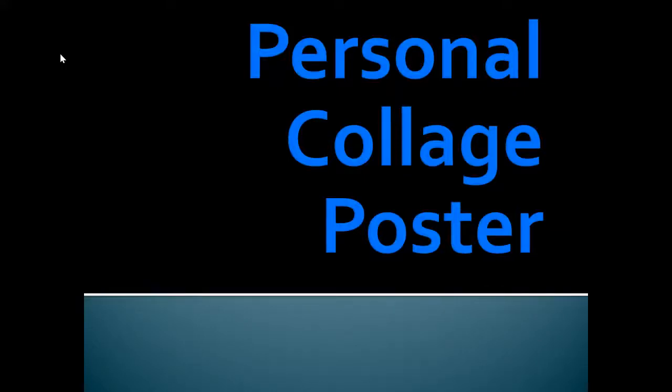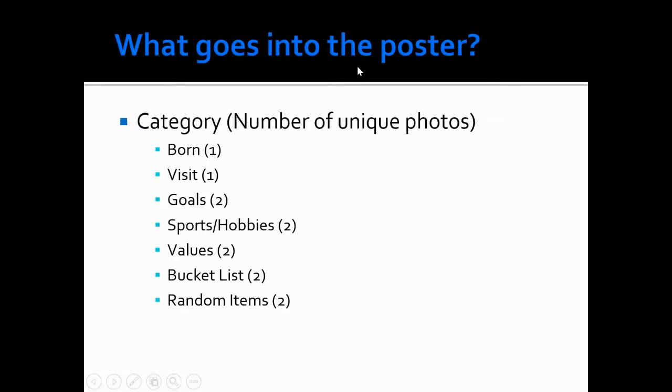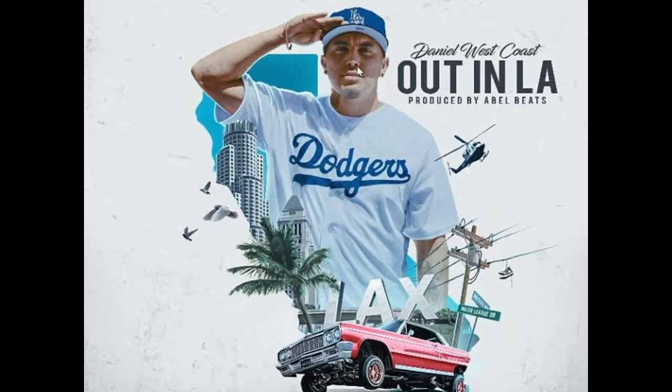All right, now that you've had a little experience working with masking as well as layers and some adjustment layers, what we're going to be doing is working on a personal collage poster. So the categories are going to be, you're going to need one image for where you were born, one image for where you want to visit, two for goals that you have in your life, two for sports, hobbies, or things you do to entertain yourself, two things that you really value, two things on your bucket list, and two random items. Here's an example.